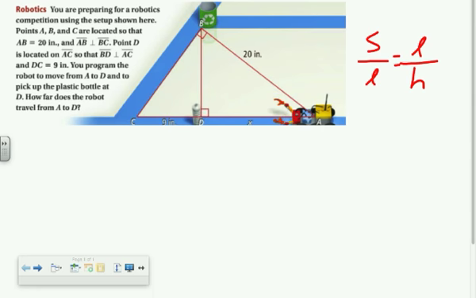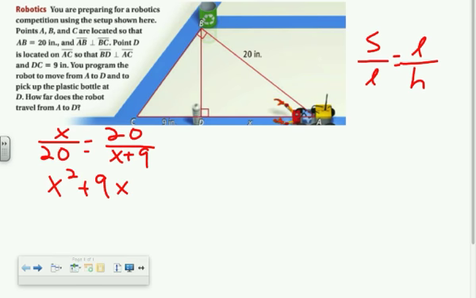Okay, so the 20 goes in the two L spots. The segment of the hypotenuse that's touching it is x, and then the whole hypotenuse is x plus 9. Well, nothing's too complicated so far until I go to cross multiply, and I get that x squared plus 9x equals 400. And then this involves some algebra that we haven't dealt with yet this year in the regular classes. We've talked about it a little in the honors classes.